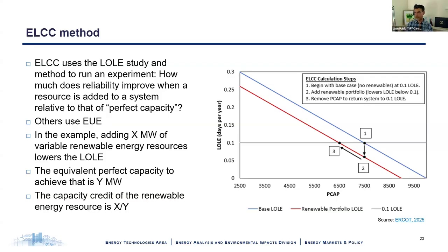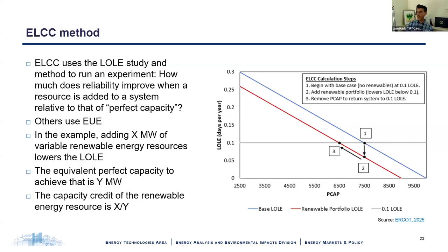For example, in this particular example, I'm looking at adding resources, and if I'm aiming for that 0.1 LOLE, you can see that the blue curve points at 7,500 megawatts total in my capacity.